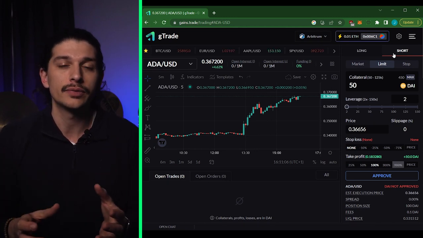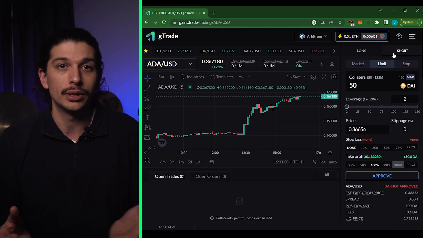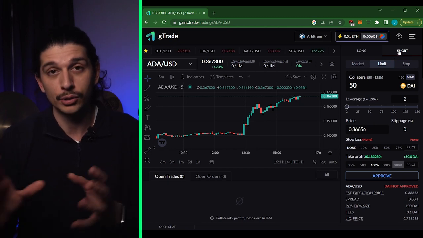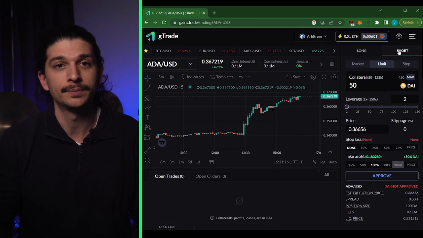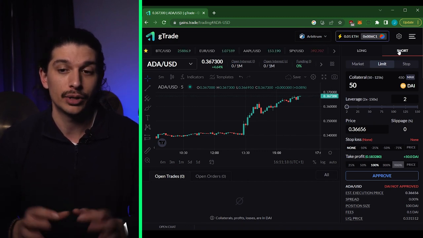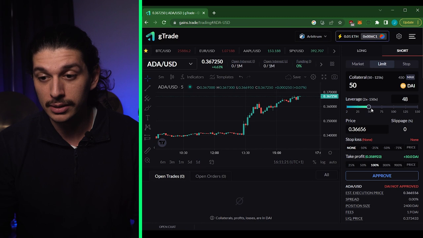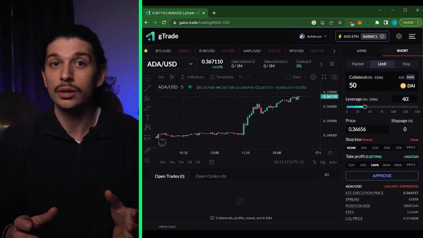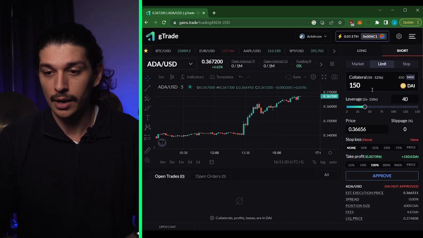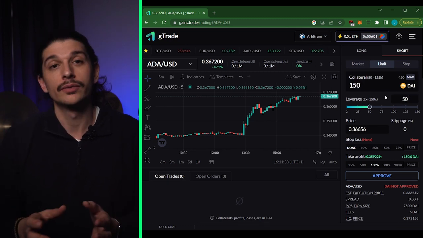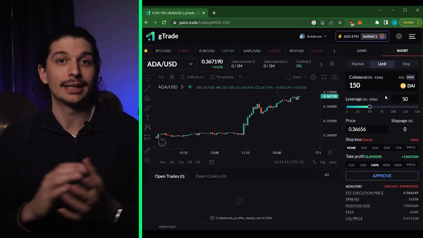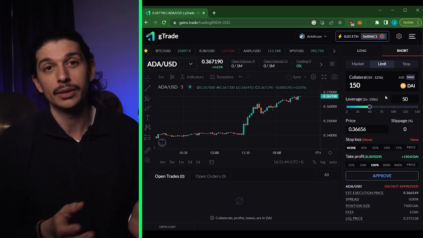So for the sake of today's video, let's assume that I think Cardano needs to cool off a bit and find some new support, so I'm going to short it. I click on short on the top right-hand corner of the screen, and I'll select 50x leverage for demo purposes. And that means to get to the threshold we need of 7,500 DAI, we need 150 DAI as collateral. I manually enter both of these numbers, and once I've done so, I'll indicate a stop loss of around 25% to avoid getting liquidated in the event of a rapid price increase.